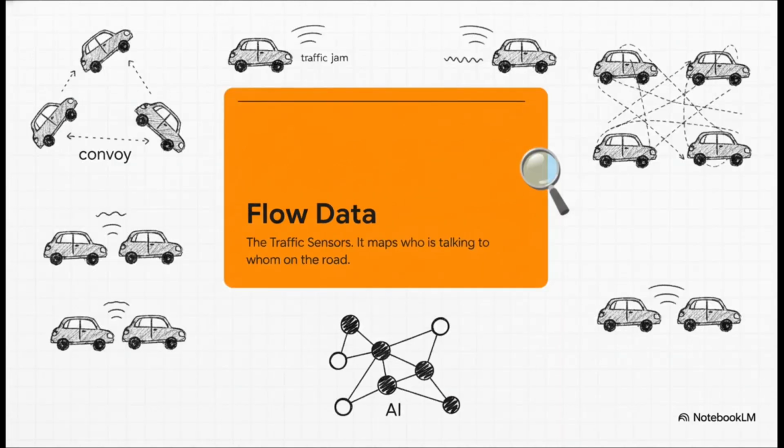And finally, our car has to understand the actual traffic all around it. That's flow data. It's like having these advanced sensors that can see which cars are talking to each other, which ones are creating a jam. For the network AI, this is absolutely crucial. It reveals the real communication patterns. Who is talking to whom?